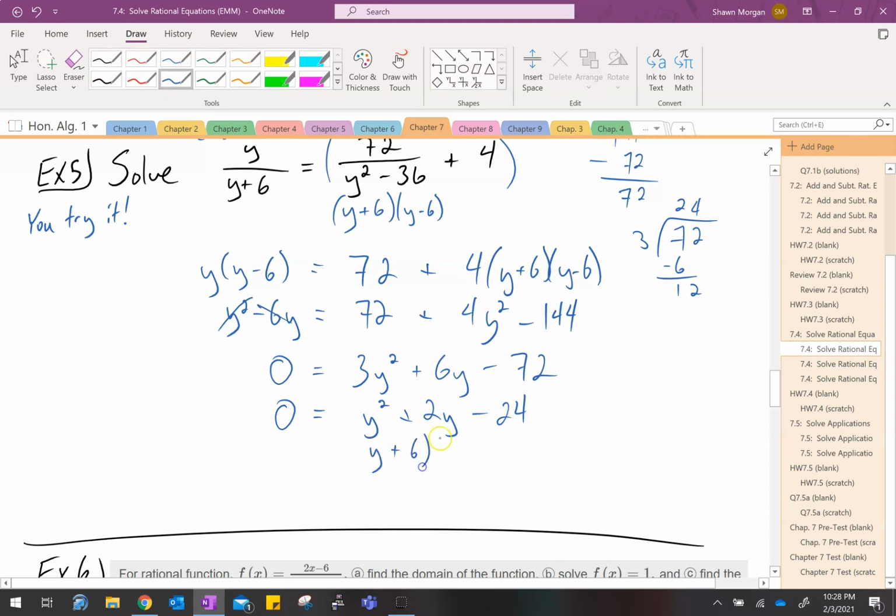So y plus 6, y minus 4. And so y equals negative 6 or y equals positive 4. You want to check to see if either of those is going to be extraneous.